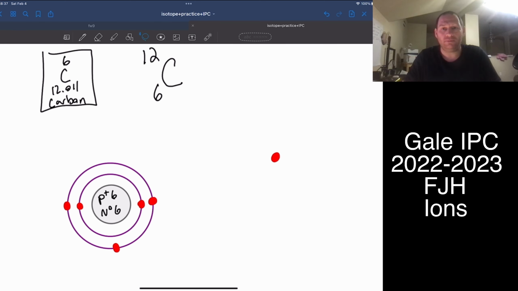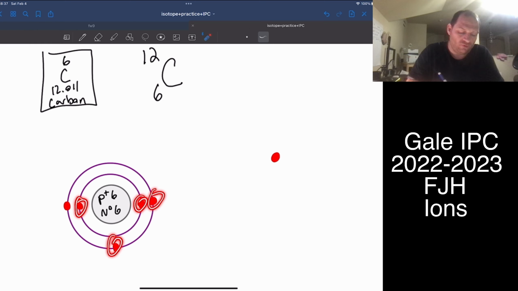Okay, can we do that? We actually can. Is it still carbon? We still have 6 protons. So it's still carbon. But now it has 1, 2, 3, 4, 5 electrons.